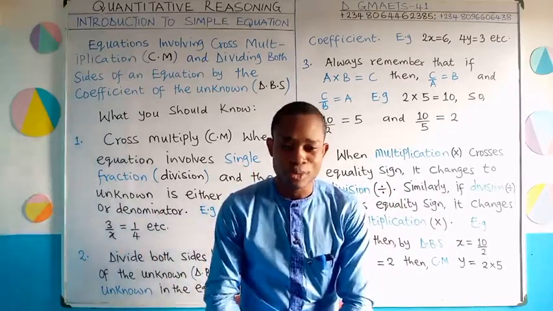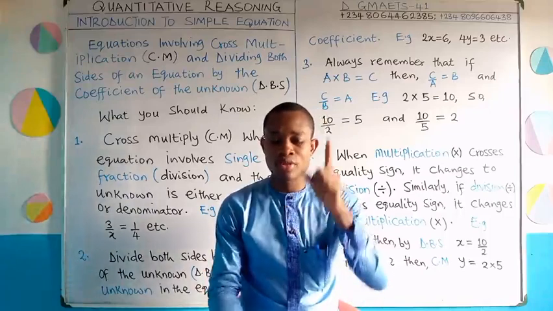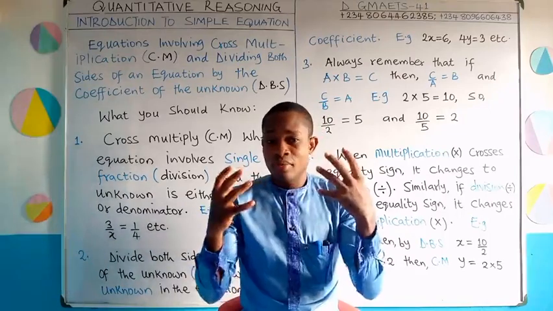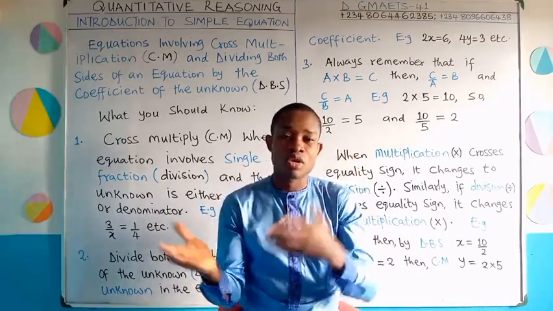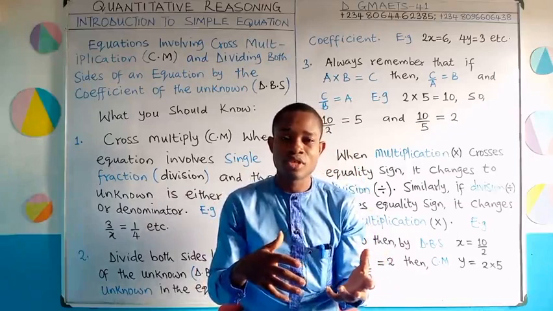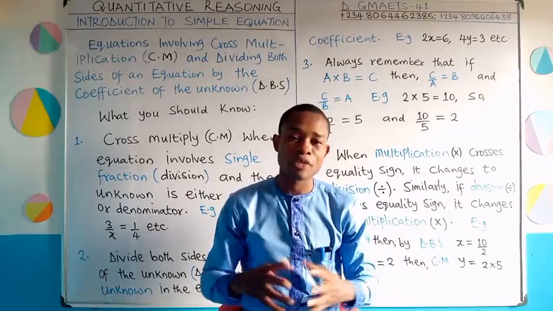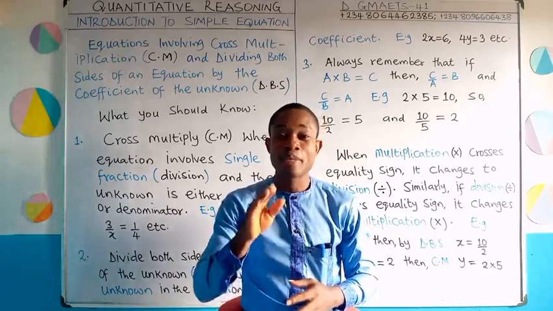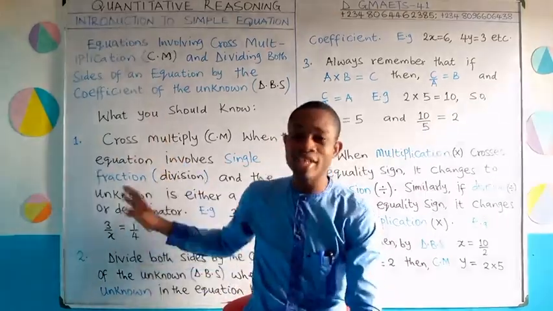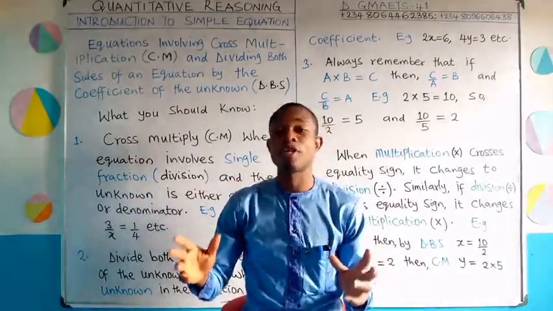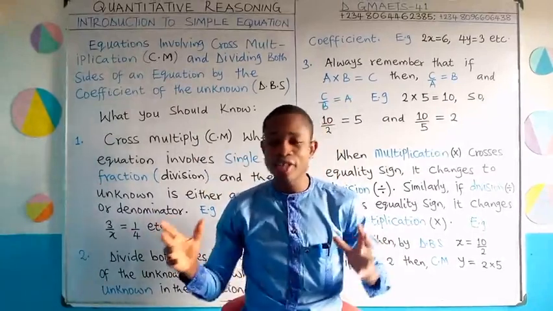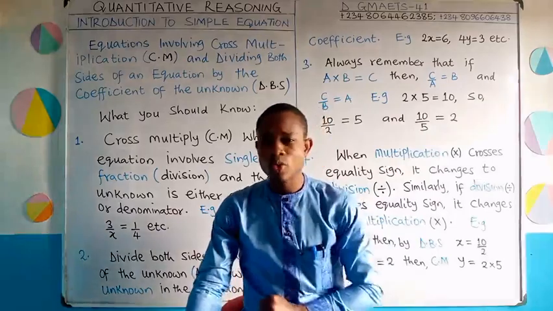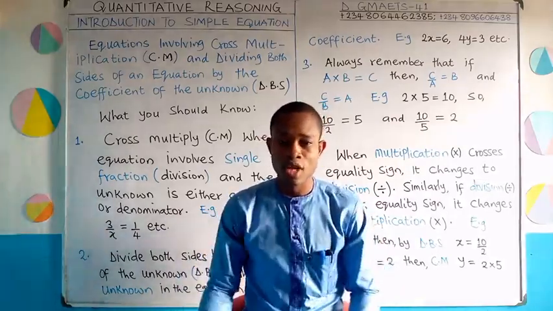What should you know when you are dealing with simple equations that contain something you need to cross multiply, or something where you need to divide both sides by the coefficient of the unknown? What are you expected to know? I have written the points on the board here, the things you should know when dealing with equations involving cross multiplication and equations involving dividing both sides by the coefficient of the unknown. So let us start with equations involving cross multiplication.